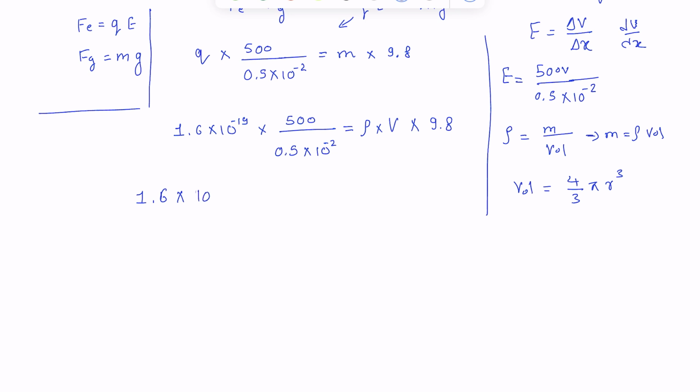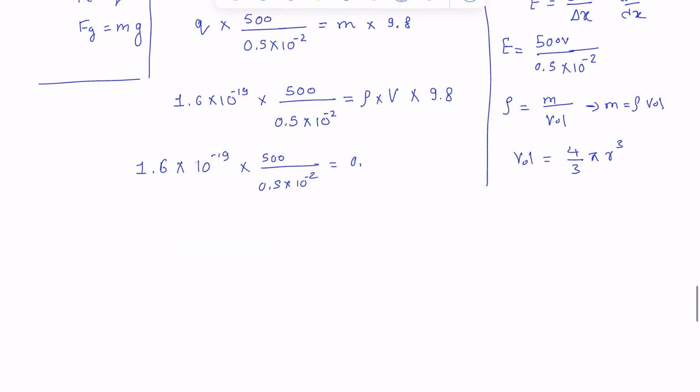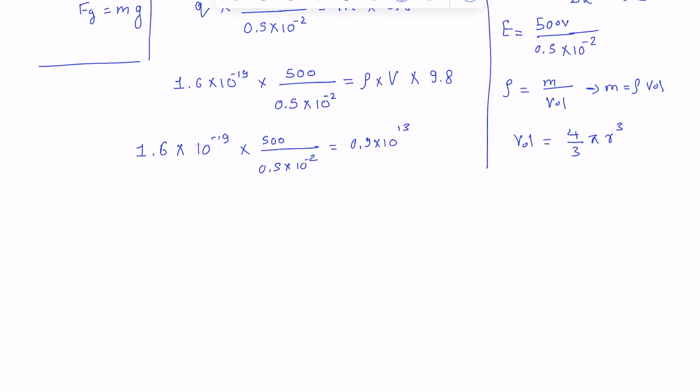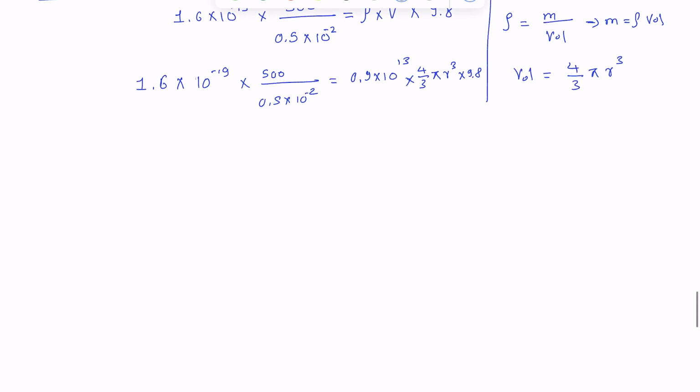10 to the minus 19 times 500 times 0.5 times 10 to the minus 2, 0.9 times 10 to the 13. That's a large density. 4 over 3 pi r cube times 9.8. Now all you have to do is solve for r cube. So you bring everything here. That means you'll have 1.6 times 10 to the minus 19 times 500 divided by 0.9 times 10 to the 13 times 4 times pi times 9.8.